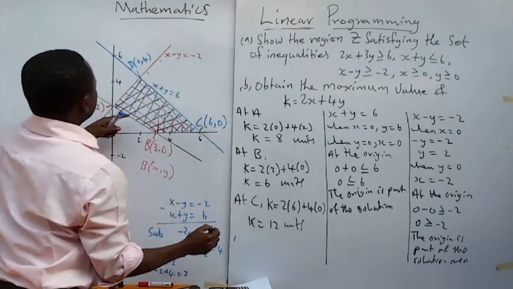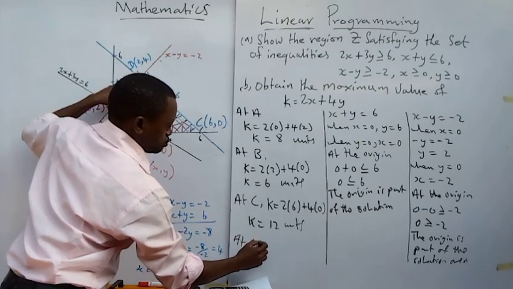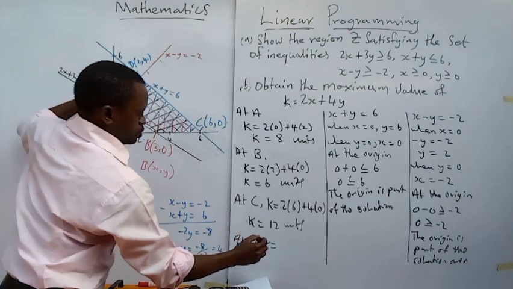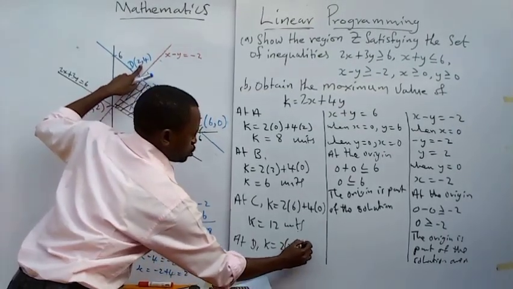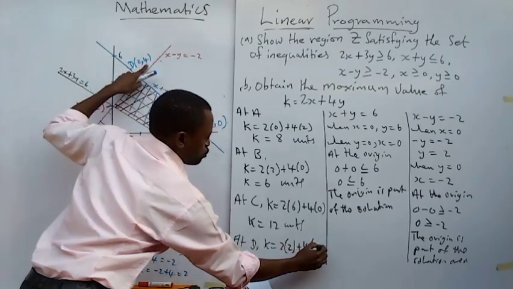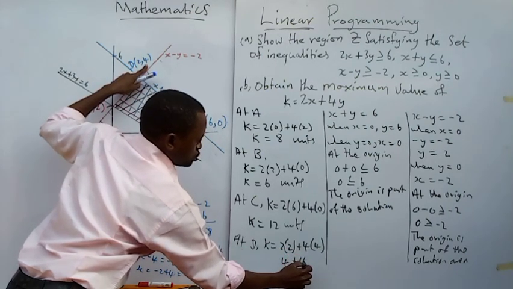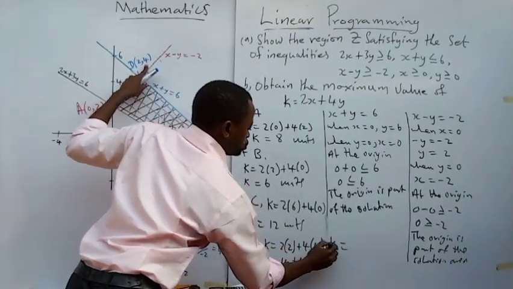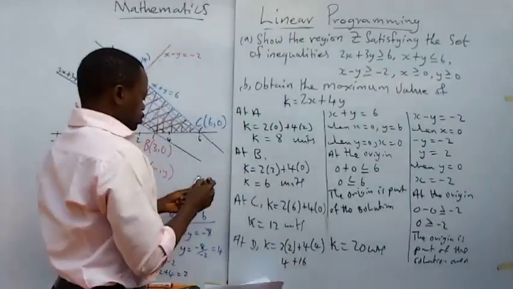Okay, and then finally at point d, we have that k equals 2 in bracket, x is 2 now, 2 in bracket 2, plus 4 in bracket, what we can achieve there is 4. So this is 2 times 2, 4, plus 4 times 4, 16, and that will give us k equals 20. That is 20 units.